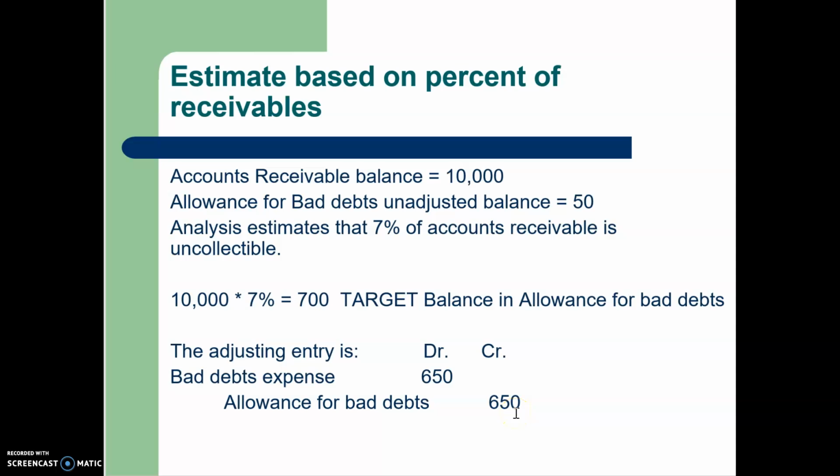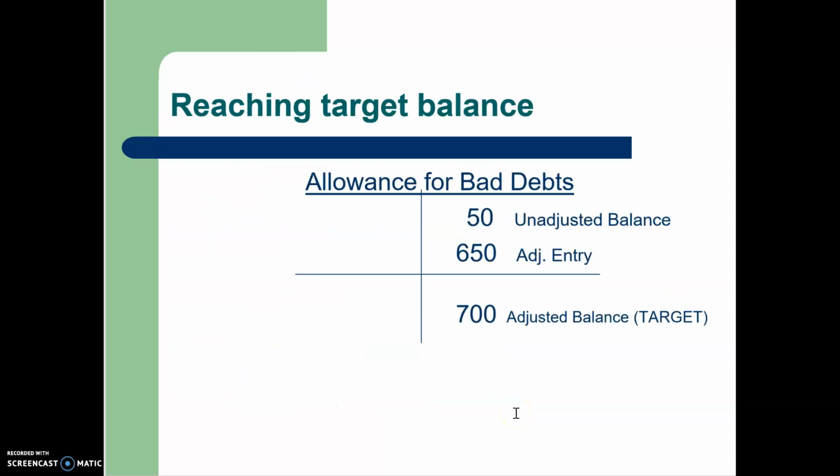When we post the credit of 650 to the allowance for bad debts, that makes allowance for bad debts have an adjusted balance of 700. That's what we wanted it to have based on our analysis. So this is the amount that's going to be subtracted from accounts receivable on the balance sheet to get to our net realizable accounts receivable.